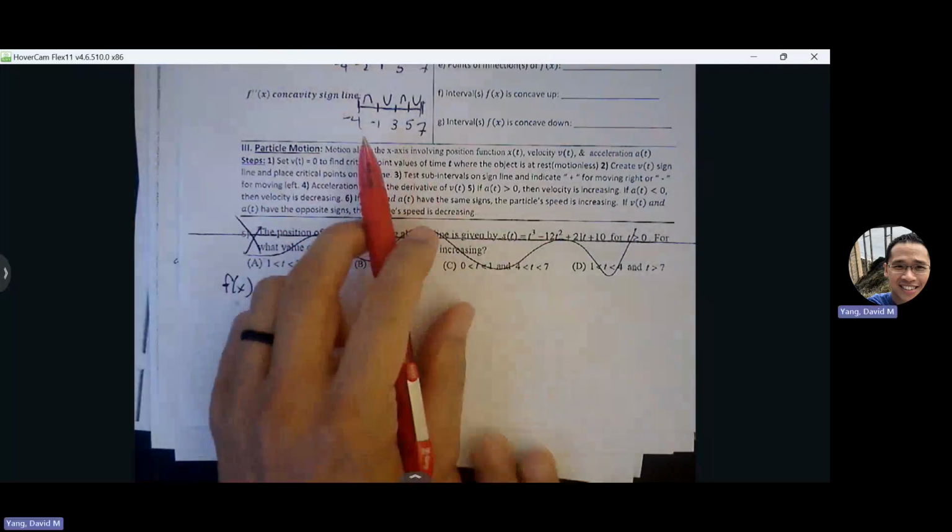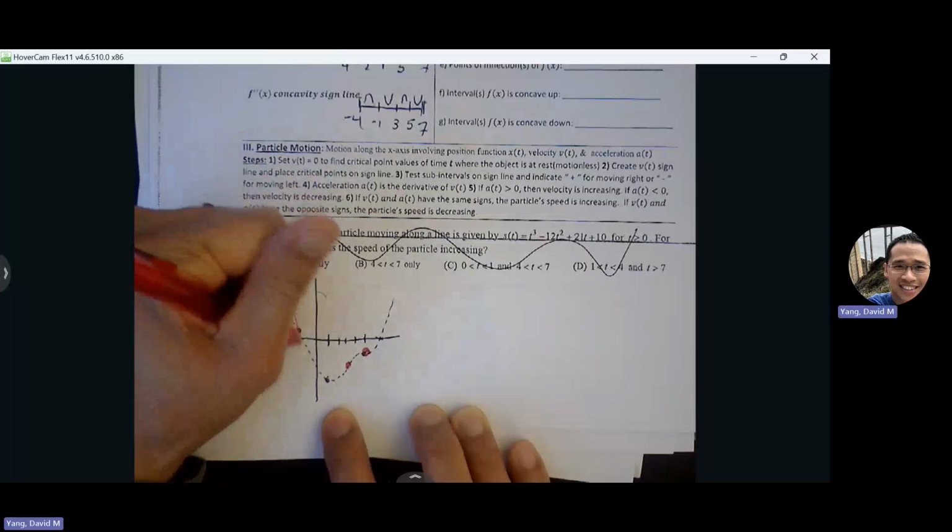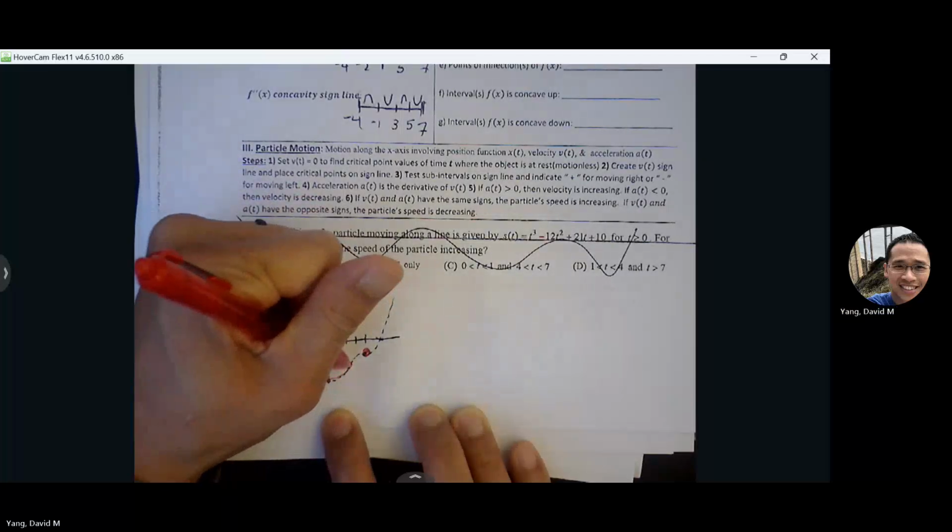I'm going to highlight -1, 3, and 5 on my graph. And that's my target for where my concavity is going to change. So concave down, concave up, concave down, concave up.